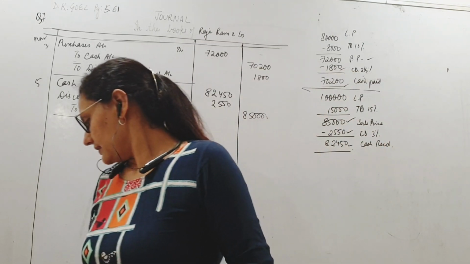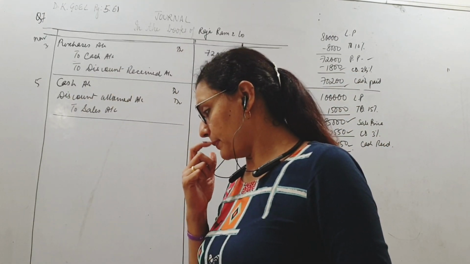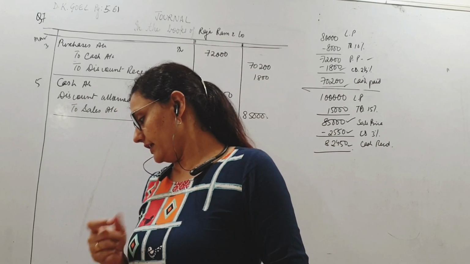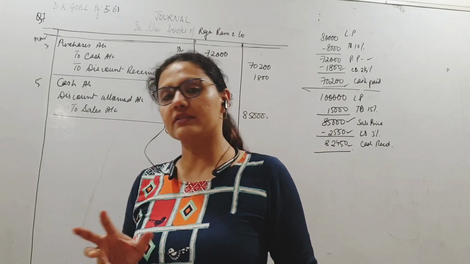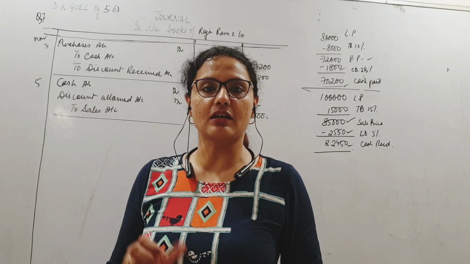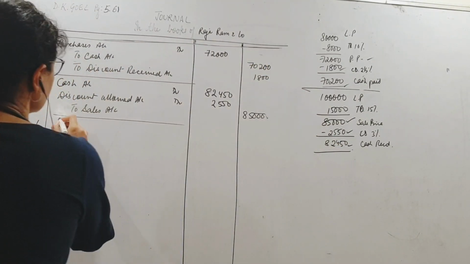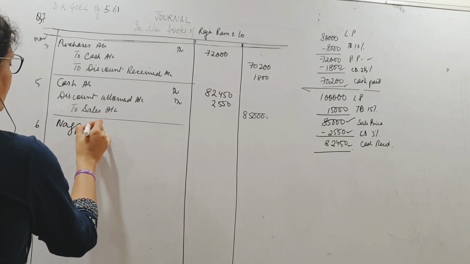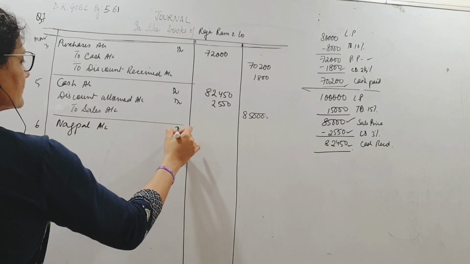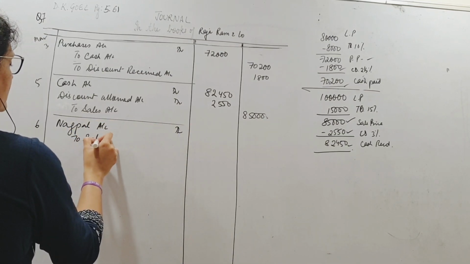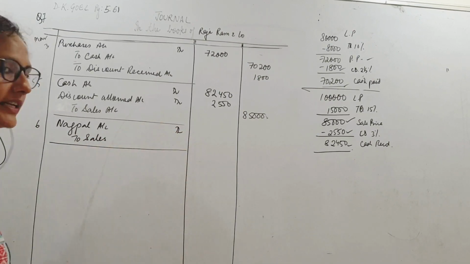Next. Sixth, sold goods to Nagpal. Nagpal, you got a name. List price 50,000 and 20% trade discount. No mention of cash discount. Name of party, credit transaction. Very good. So it is Nagpal. Debtors account, debit. To sales account, because this is a credit transaction. Being goods sold on credit.